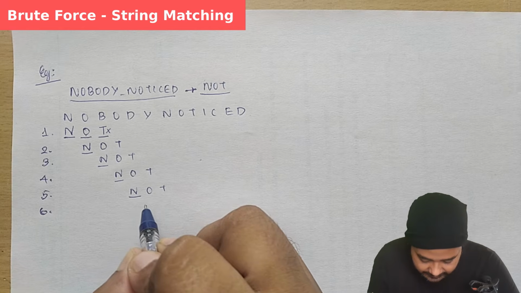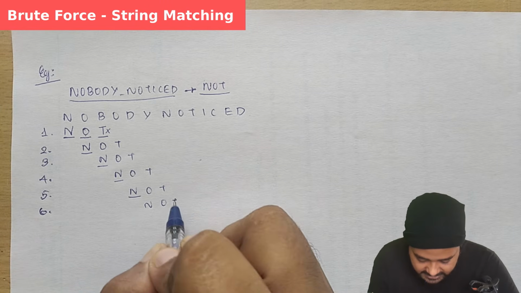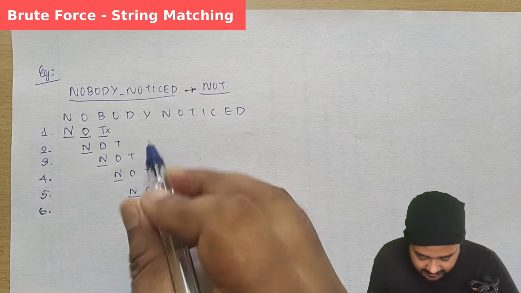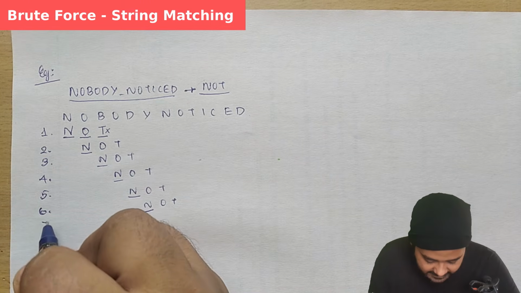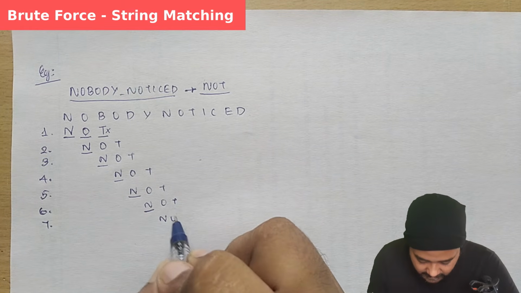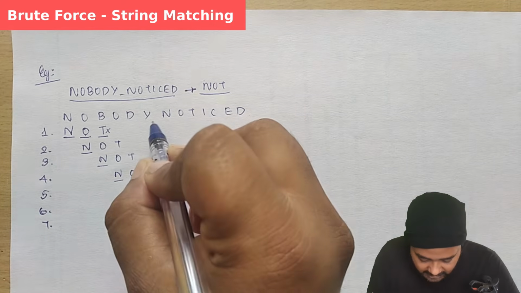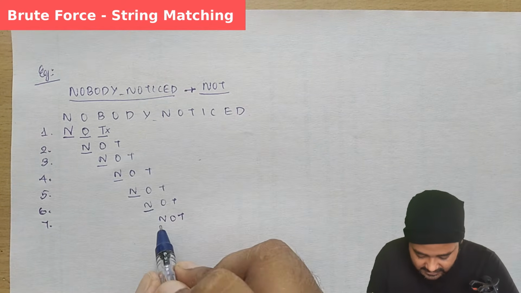Similarly, NOT. Here it is not matched. It is not matched with Y. In the next iteration, I move on to NOT, and it is not matched with the empty space in the string.